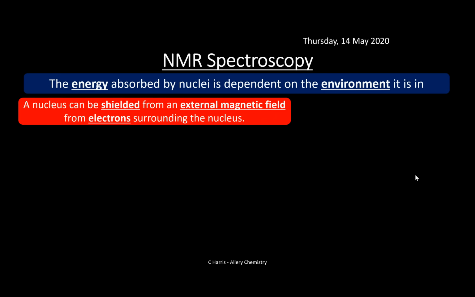The reason why is that a nucleus can be shielded from the external magnetic field by the electrons surrounding that nucleus. Remember, we've got an atom with a nucleus in the middle, and around that nucleus we have electron shells. Those shells effectively act as a protective mechanism, so they protect the nucleus inside from the external magnetic field. If there is a lot of shielding, it's going to protect it a lot more. If it hasn't got as much shielding, it's going to protect it a lot less.